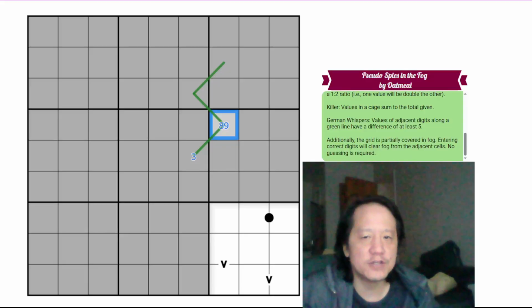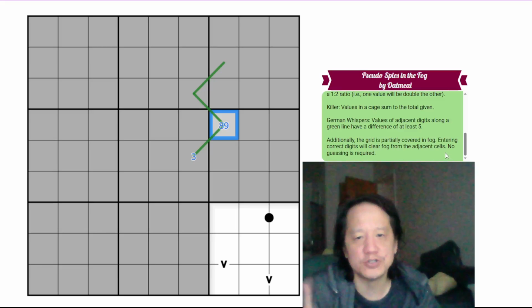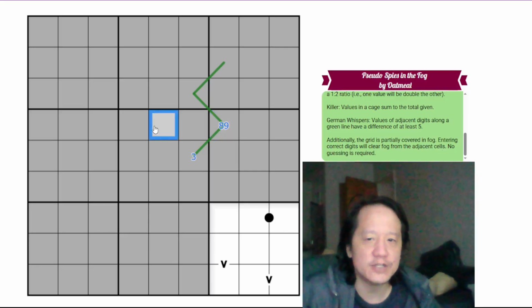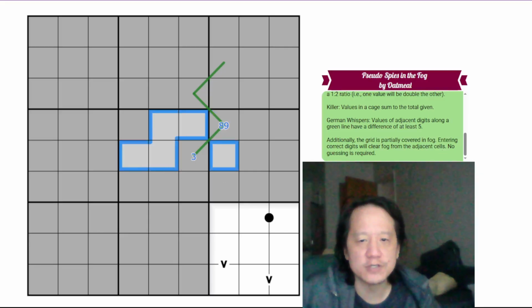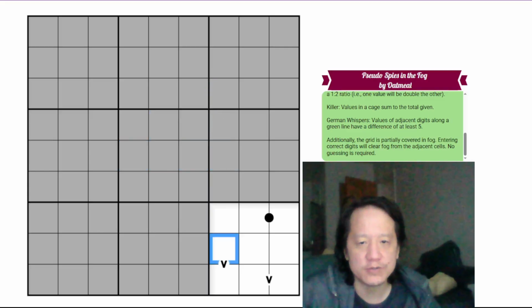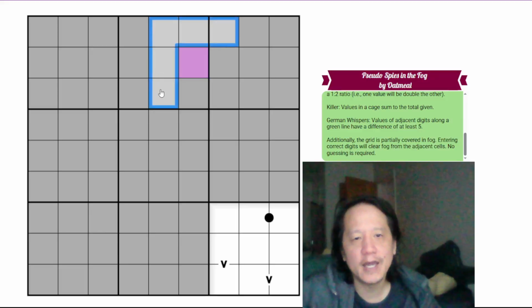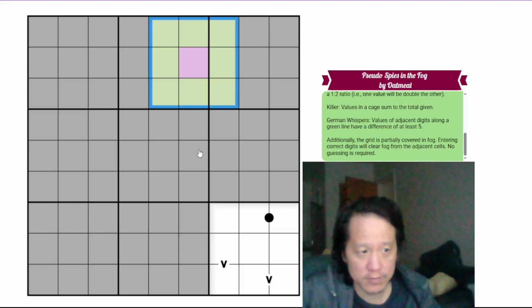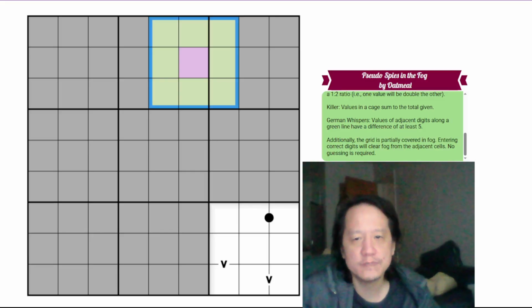Additionally, this grid is partially covered in fog. Entering correct digits will clear fog from the adjacent cells. No guessing is required. So this is typical fog of war puzzles. Say we correctly placed a correct digit here. It would clear the fog in the cell and in all the surrounding cells around it. And that's how typical fog of war works.